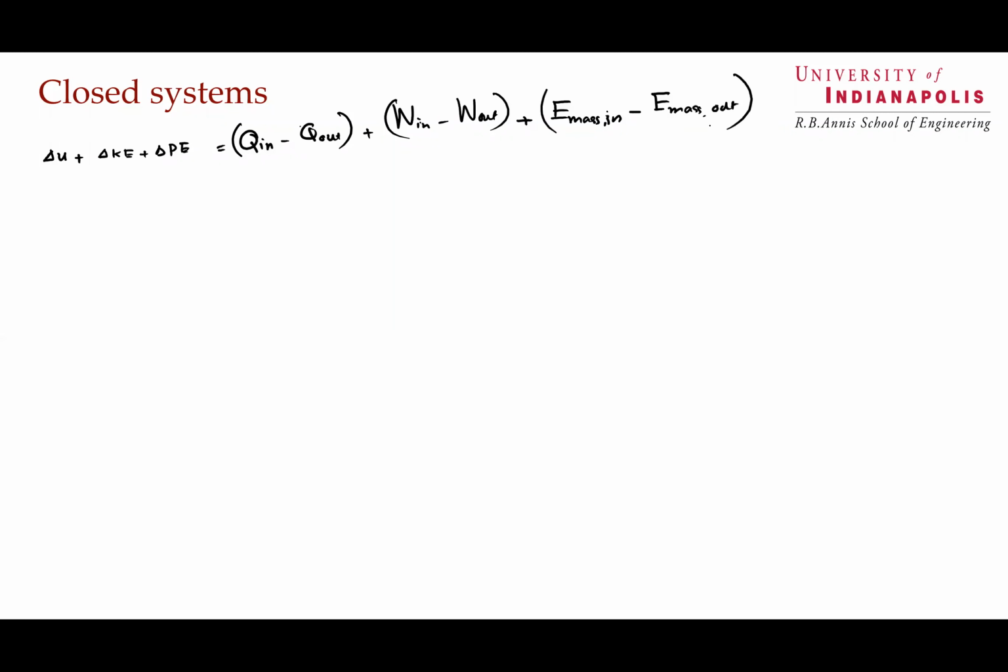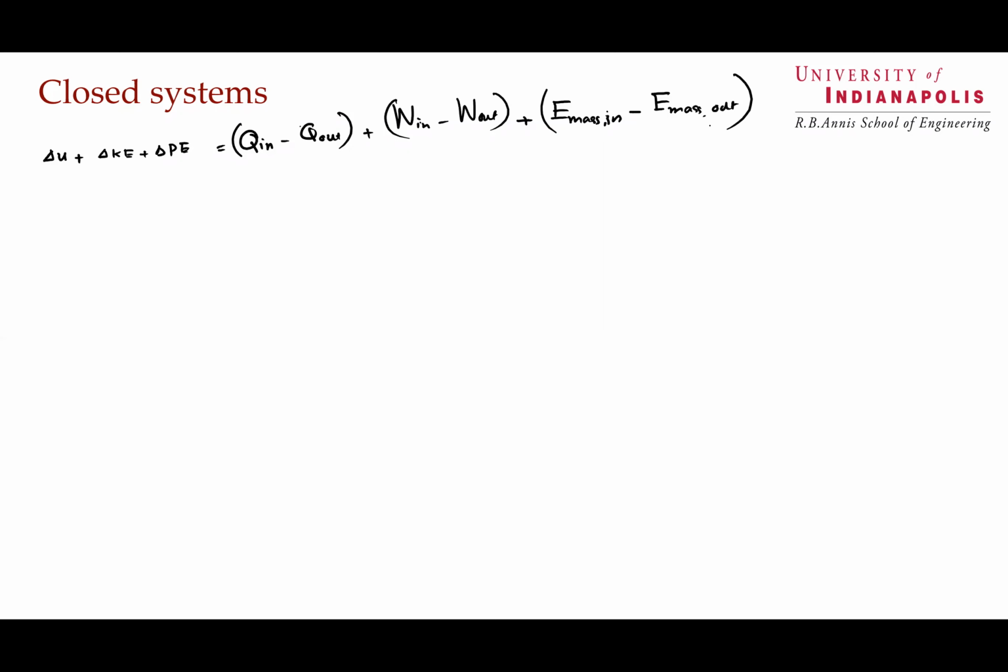Let's take that general equation. Delta U plus delta KE plus delta PE equals Q in minus Q out plus W in minus W out plus E mass in minus E mass out. This is the general equation.